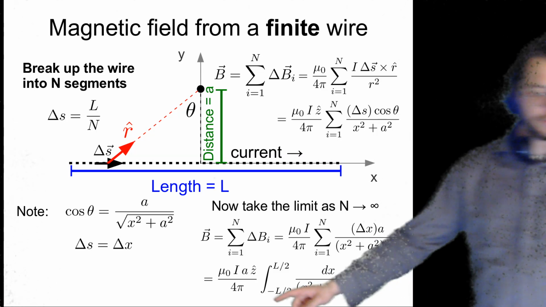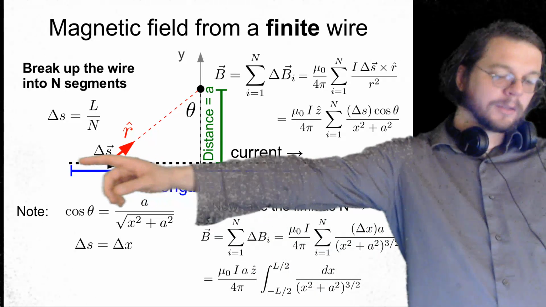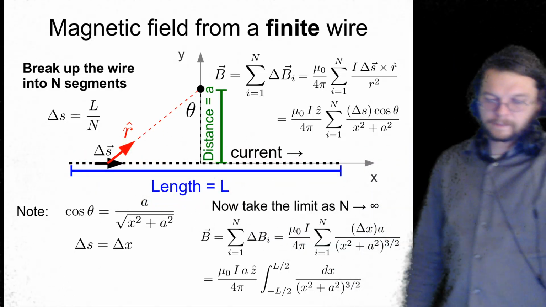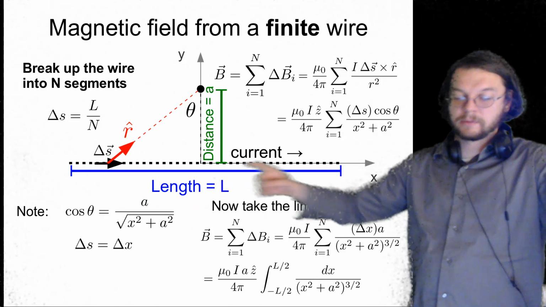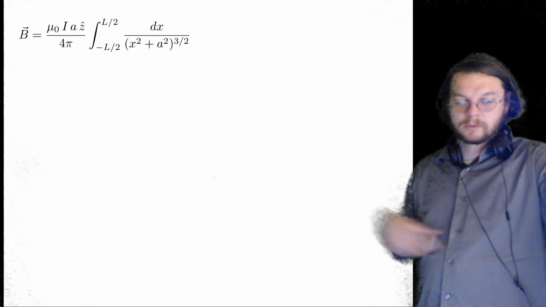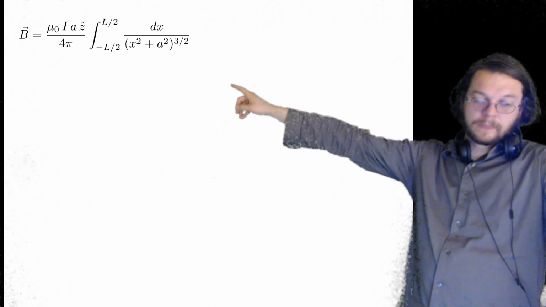By the way, this integral goes from negative L over 2, right? Because the smallest that x can be is negative L over 2. Or the most negative that x can be is negative L over 2. The most positive x can be is positive L over 2. So this is what you get.